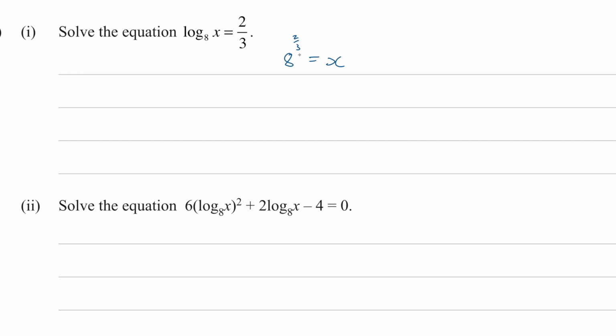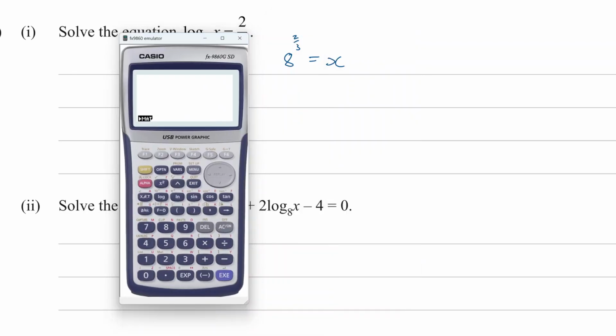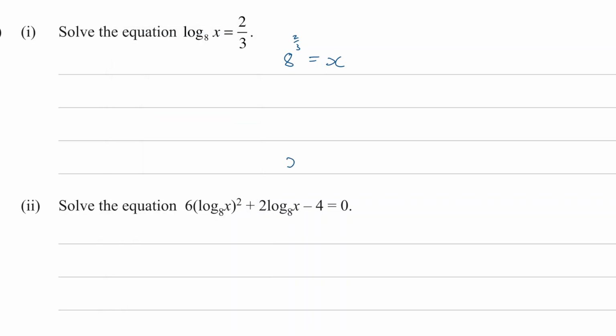All right. And now 8 to the power of 2/3. We can do that on our calculator. Let's just do that now, but I'll show you what it means in a second. So 8 to the power of brackets 2 divided by 3 gives us 4. So we know x will actually equal 4.